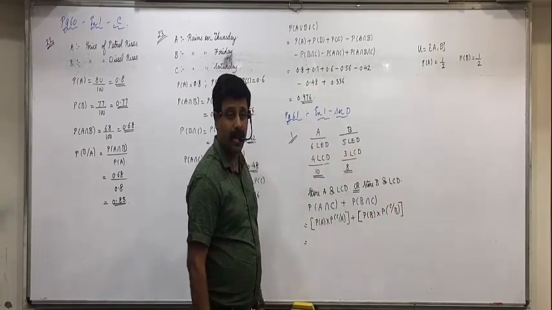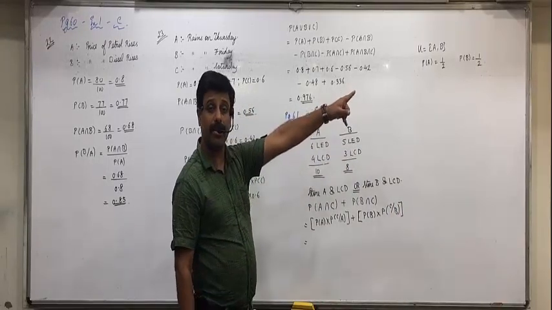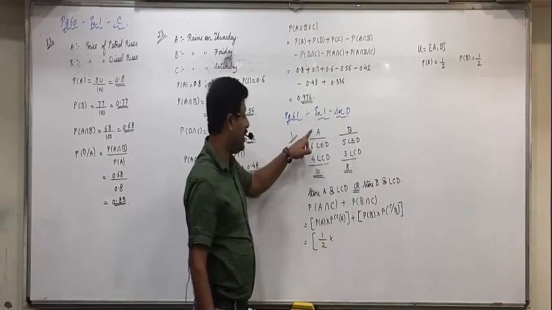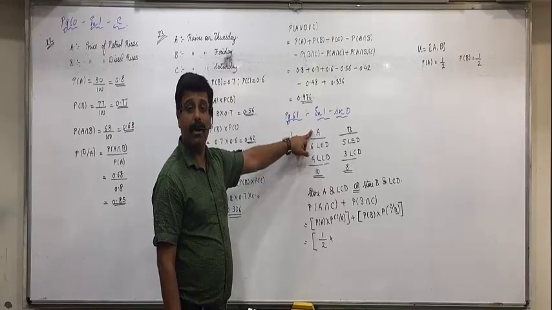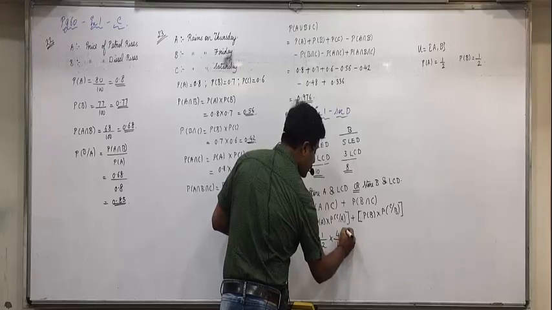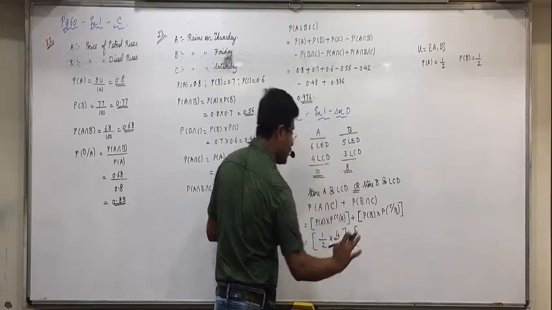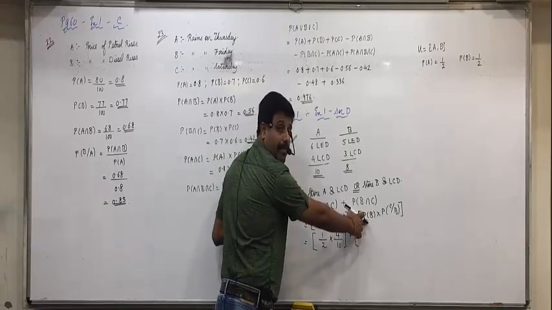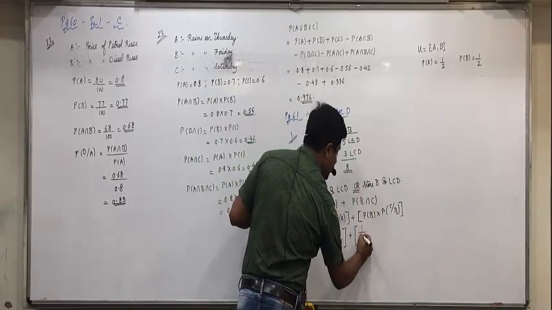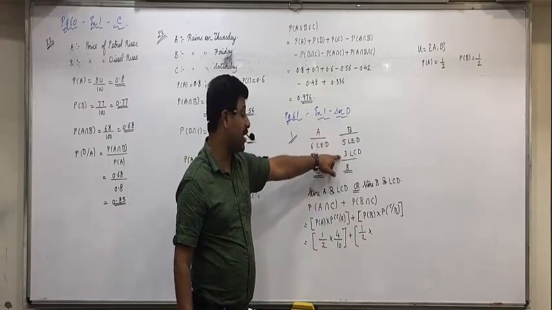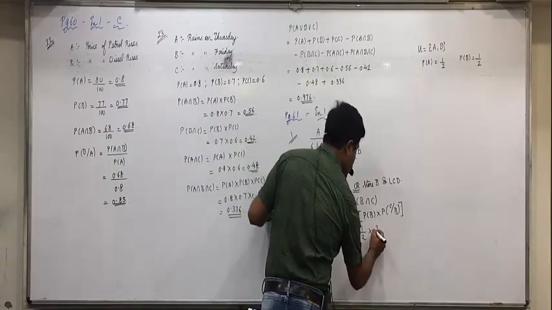Now as I discussed right now, what is the probability of A or B? Half. So P of A is 1 by 2. Now tell me within A, what is the probability that you select LCD? 4 by 10. What is the probability that you select B? 1 by 2. And within B, what is the probability that you select LCD? 3 by 8.